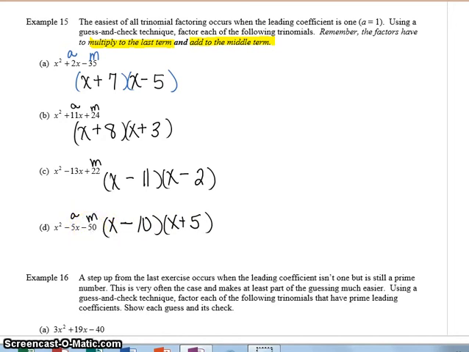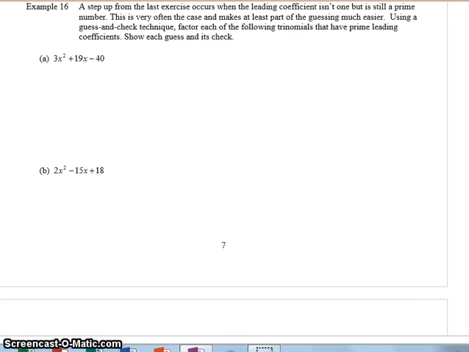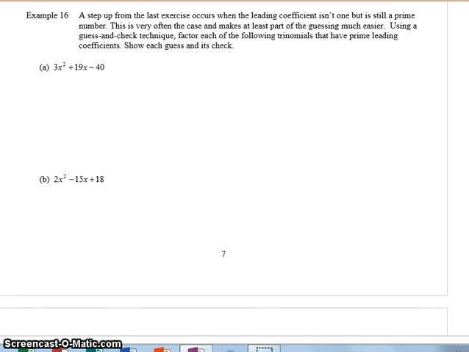Example 16. A step up from the last exercise occurs when the leading coefficient isn't 1, but is still a prime number. This is very often the case and makes at least part of the guessing much easier. Using a guess and check technique, factor each of the following trinomials that have prime leading coefficients. Now, back in the day, they're just talking about them being prime. So the only two numbers that multiply to give you 3 are 1 and 3.